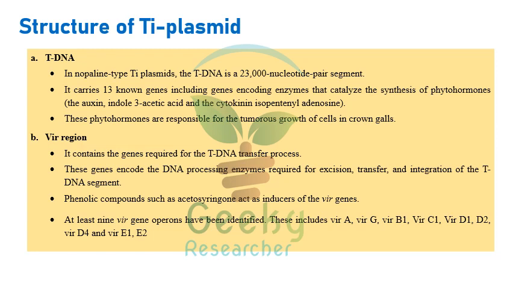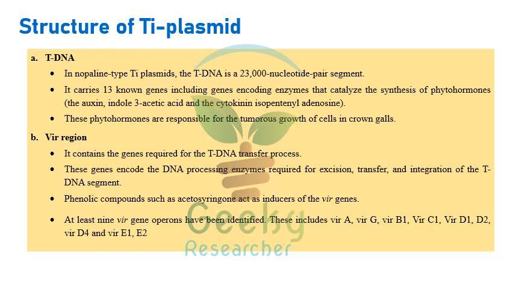Now we'll see the structure of the Ti plasmid. The Ti plasmid mainly contains two regions, the T-DNA and the Vir regions. The T region contains a segment of 23,000 nucleotide pairs, which carries 13 genes of unknown function. It also contains genes for auxins, indole-3-acetic acid, cytokinins, and various other things.